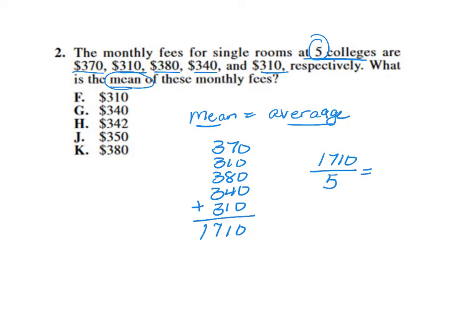So when we take 1,710 divided by 5, we end up with the average or the mean to be 342. The correct answer for this one is the letter H.